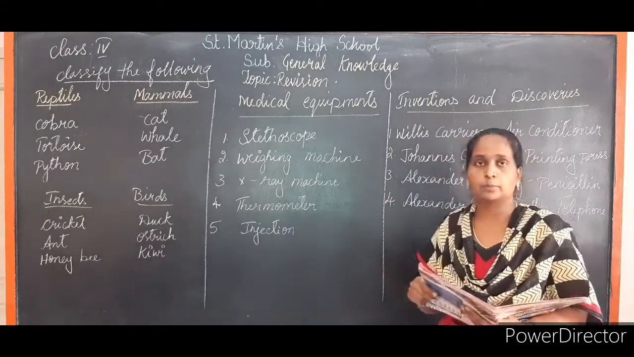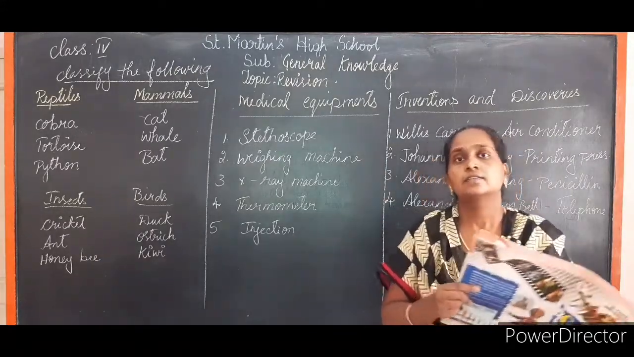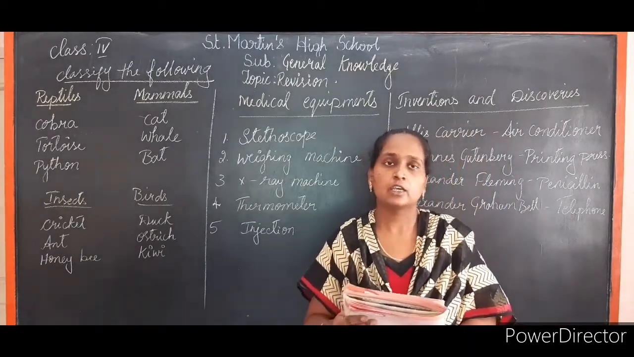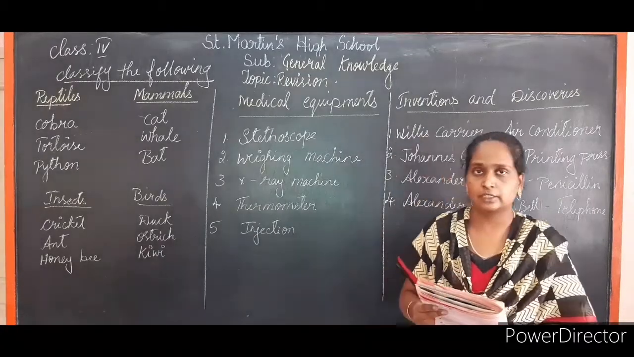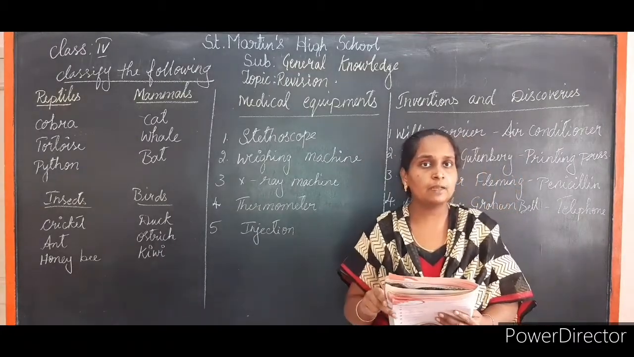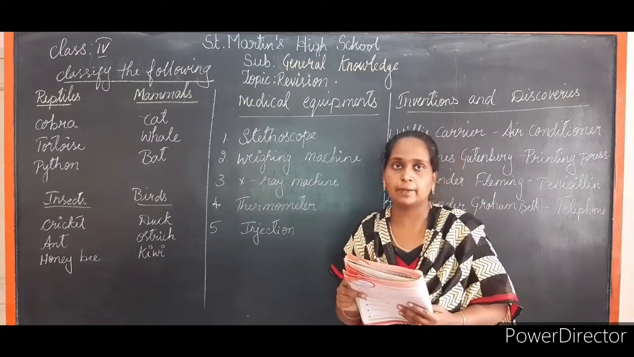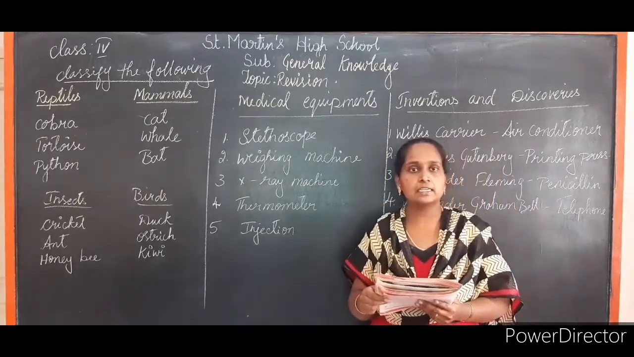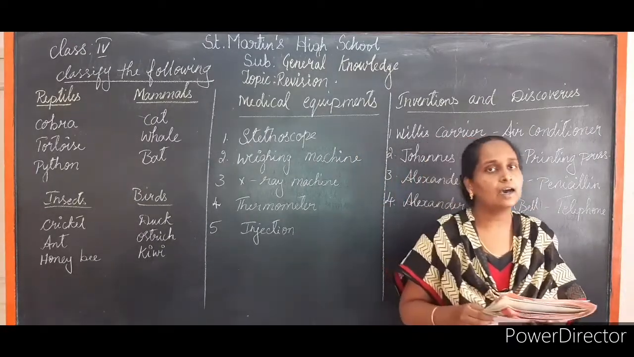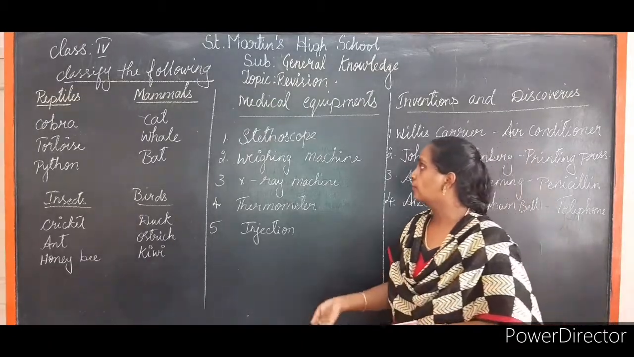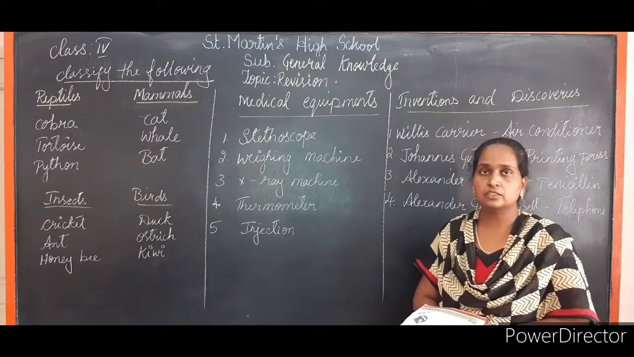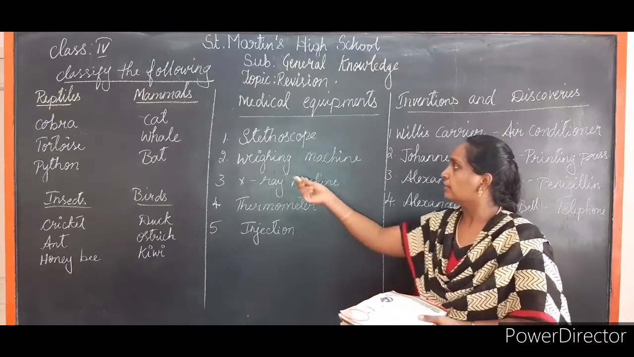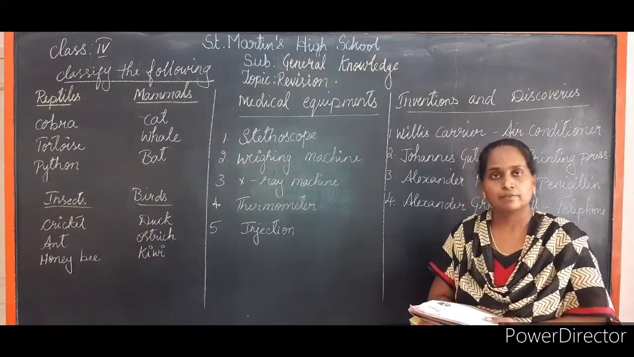Stethoscope. Why is the stethoscope used? Stethoscope is used to listen to the heartbeat. Is it not, children? If you are sick, you will go to the doctor. Doctor will examine the heartbeat with the help of the stethoscope. So stethoscope is used in listening to the sound produced by the heart. And next is weighing machine. This machine is used to measure the weight.